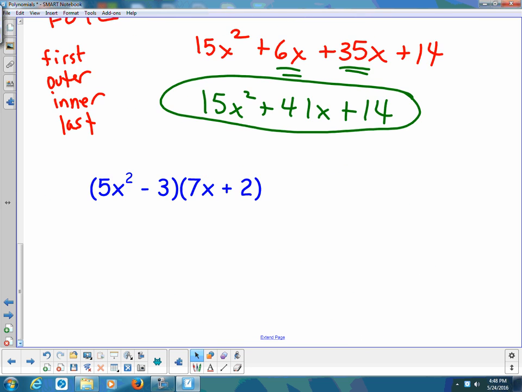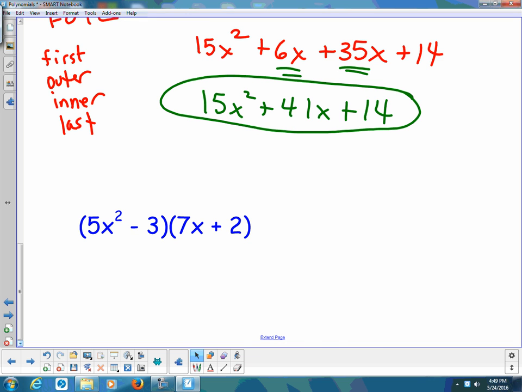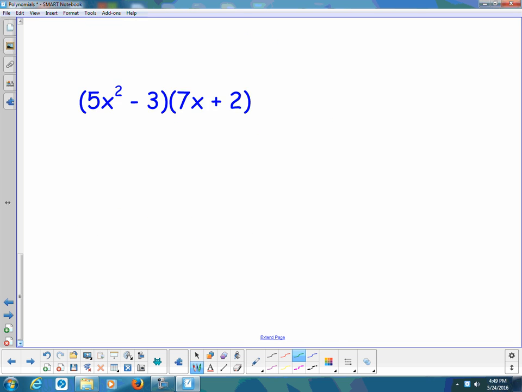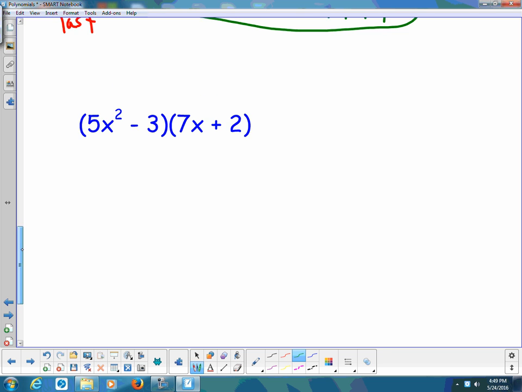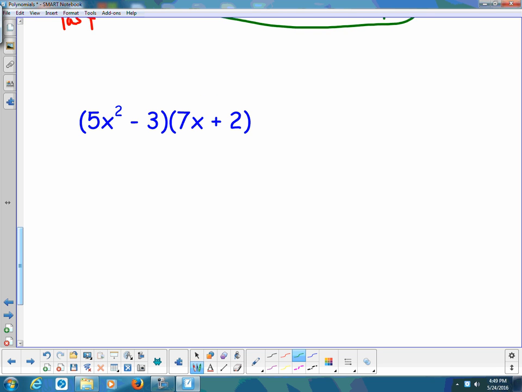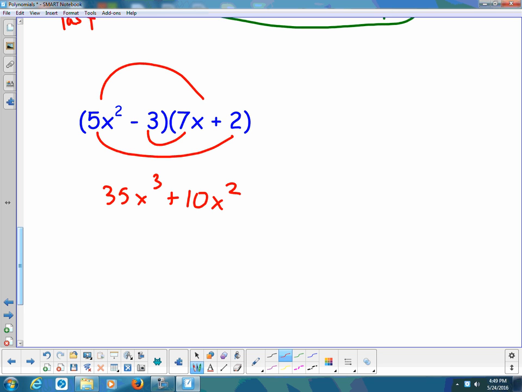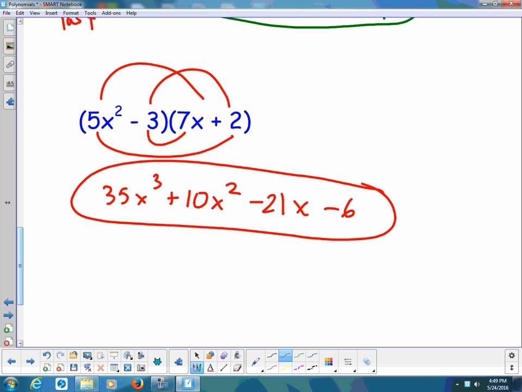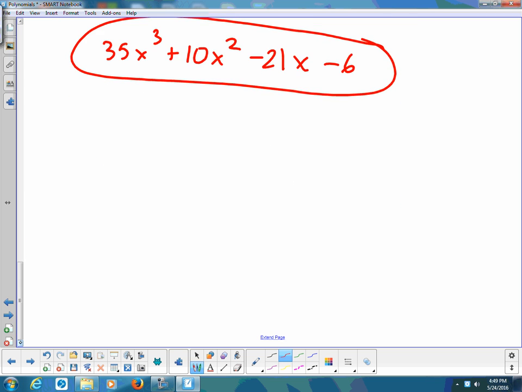All right, let's take a look at this example, 5x squared minus 3 times 7x plus 2. And so for this one, again, I want to multiply using FOIL. So first terms would be 35x cubed. Outer terms would be a 10x squared. Inner terms would be a minus 21x. And last terms would be negative 3 times 2 is a negative 6. I don't have any like terms to combine. I have it already in standard form. The powers are decreasing, so I think it looks good.